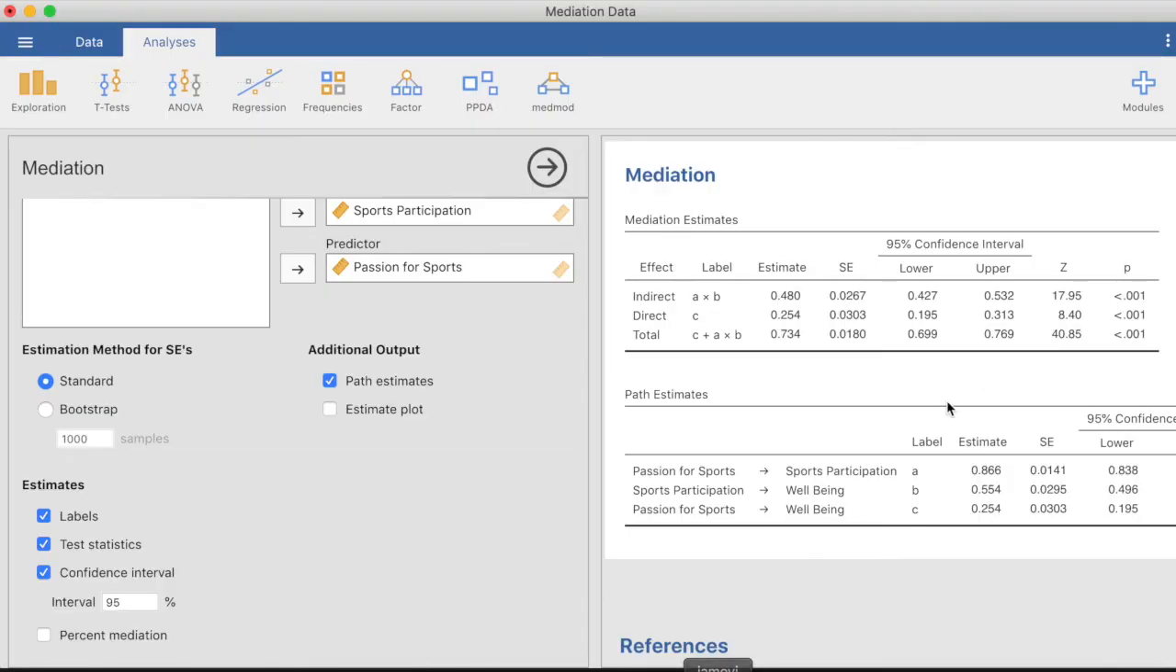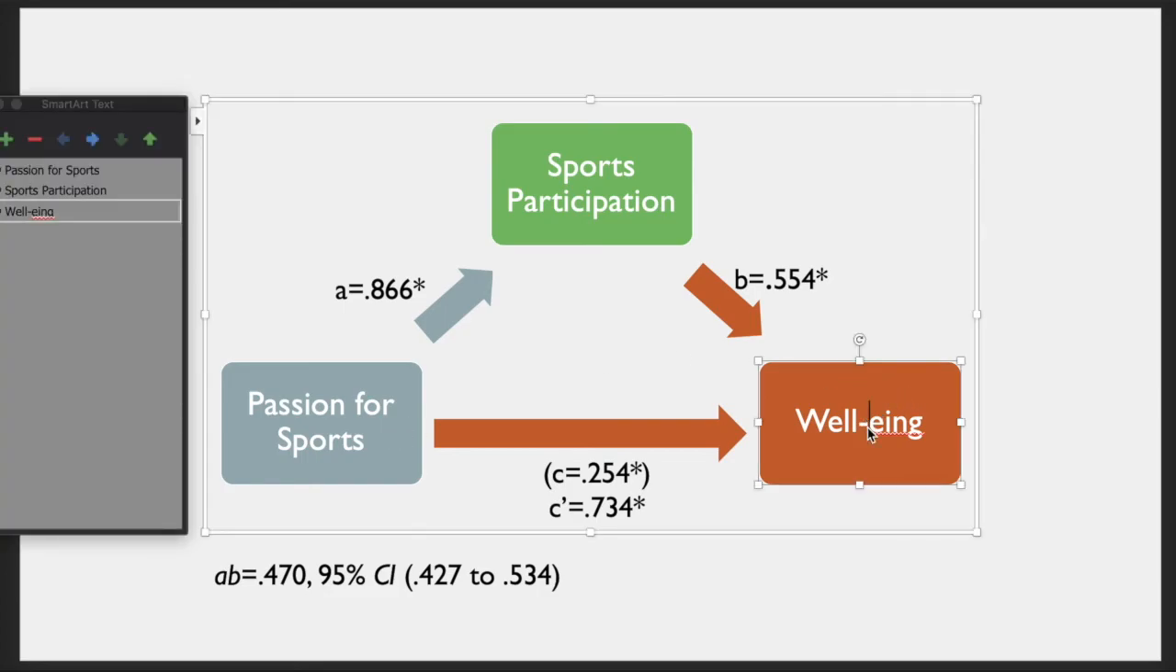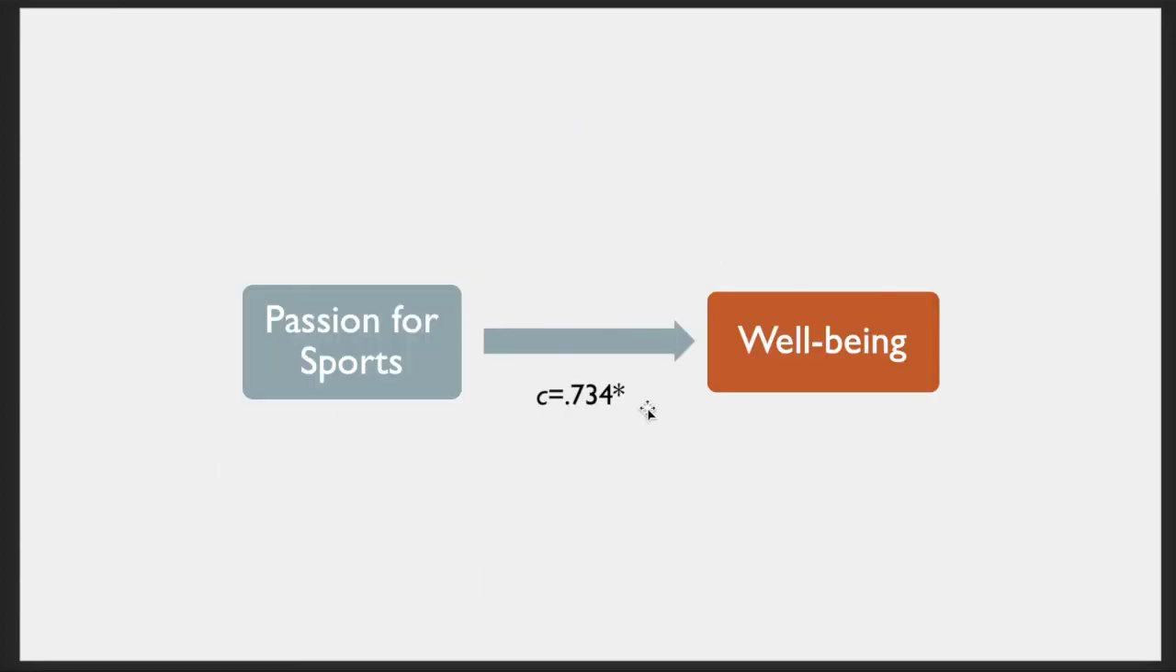Aside from the p-value here, another evidence for the significance of the indirect effect is that the lower bound and the upper bound of the confidence interval do not have 0 between those values. So how do we make sense of the result? The result basically implies that, one, passion for sports does have an influence on well-being, even without accounting for sports participation, as evidenced by our total effect, which is significant.